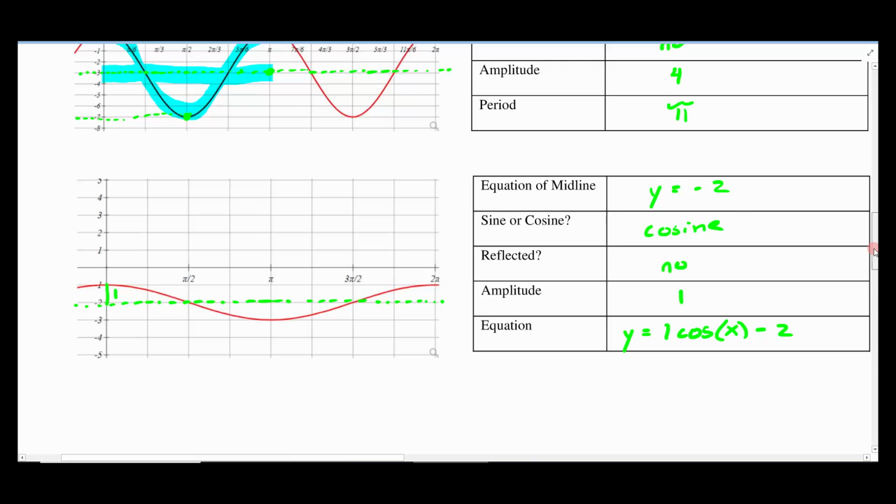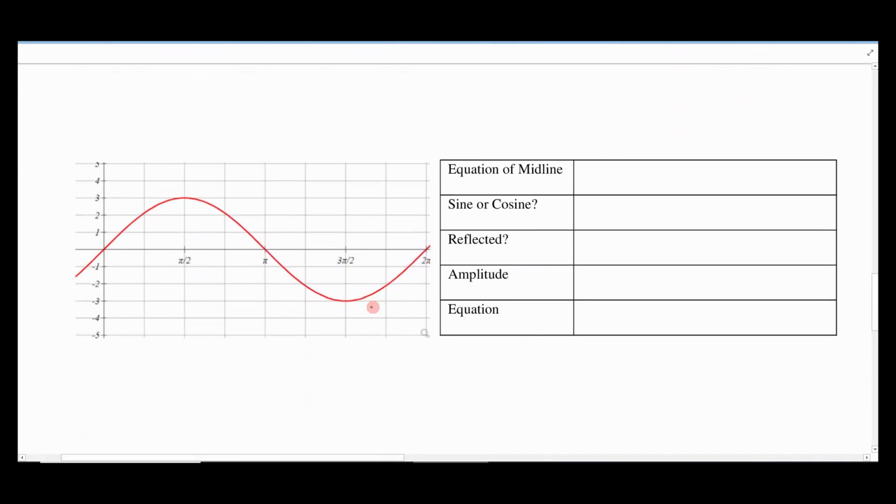All right, let's move on to another one. Again, this one we're writing the equation. Let's see what we got here. We need the equation of the midline. So it goes here, that's our high point, and here's a low point. So it goes to -3 and +3. The midpoint between -3 and +3 is going to be here at 0. So this is my midline, and we'll say y equals 0.